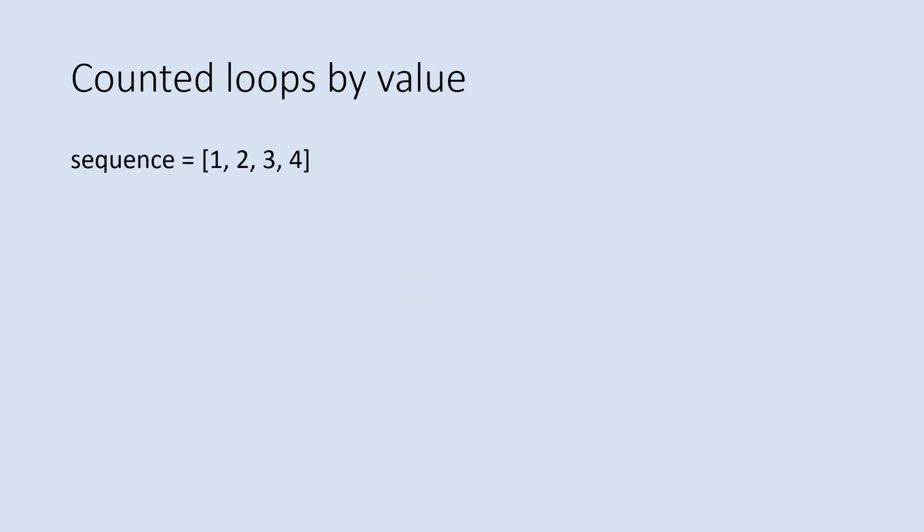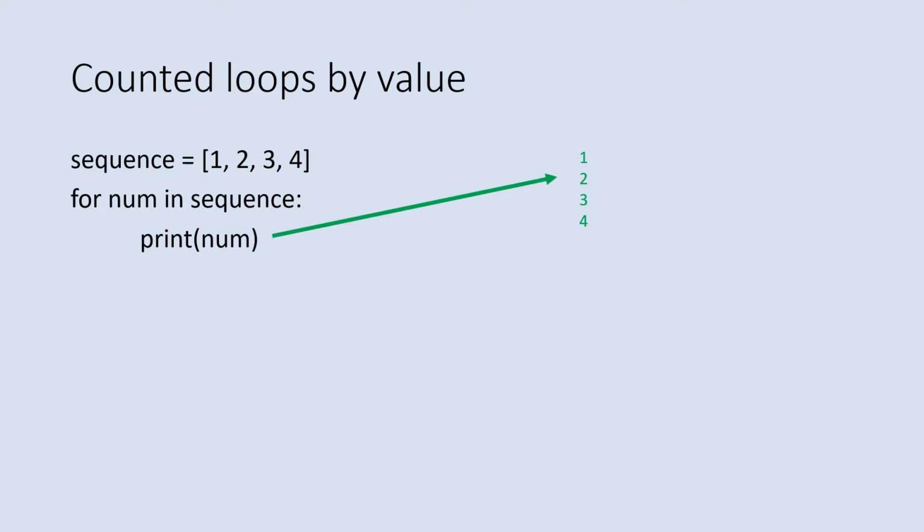Let's suppose we have a sequence that is now changed to 1, 2, 3, 4. So this is a list, values 1, 2, 3, 4. For num in sequence, we can print num, and we know what's going to happen. It's going to look at the first value. Its value is 1. It'll print that. New line, print 2. New line, print 3. Then print 4.